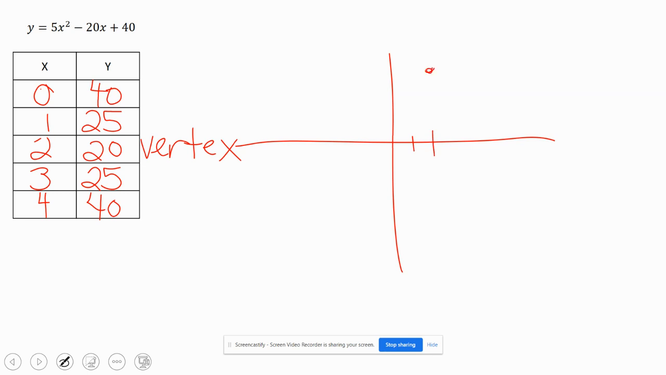Here's 2, so that would be (2, 20). And then the rest of the graph would continue from there. Obviously, this is not a perfect graph, but it gives you the general shape, which is the main idea we were looking for here.